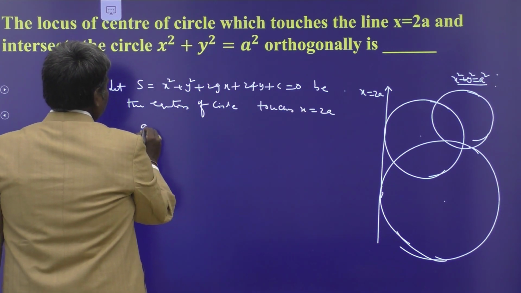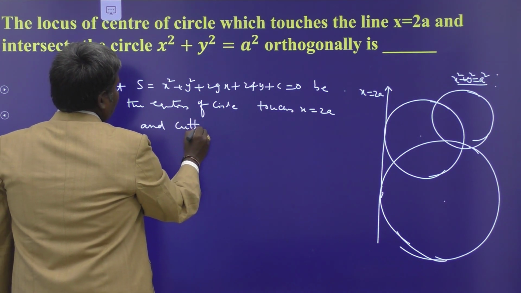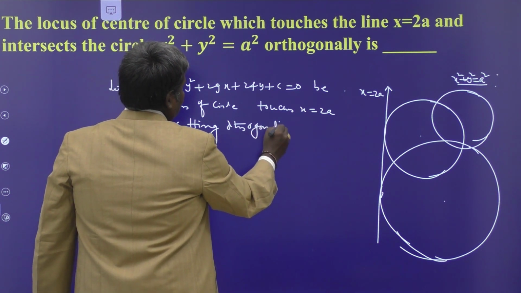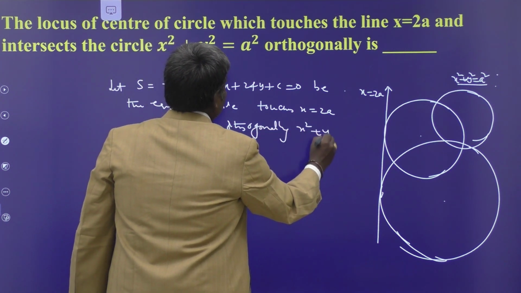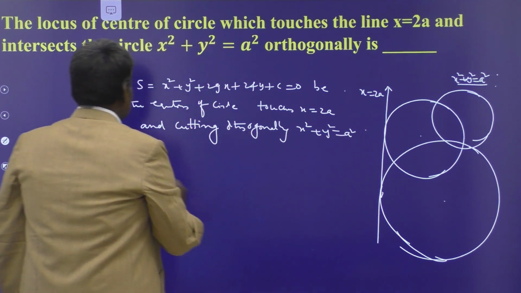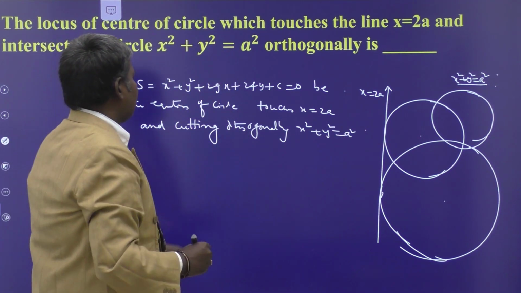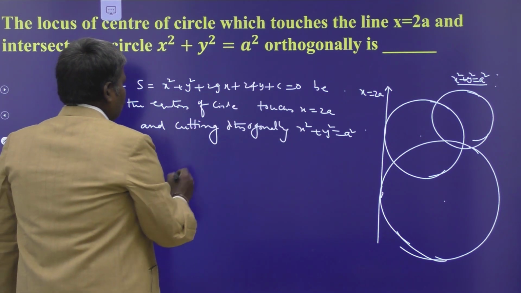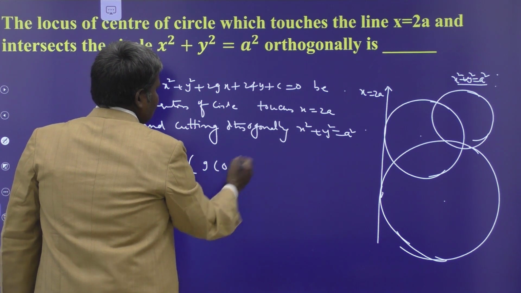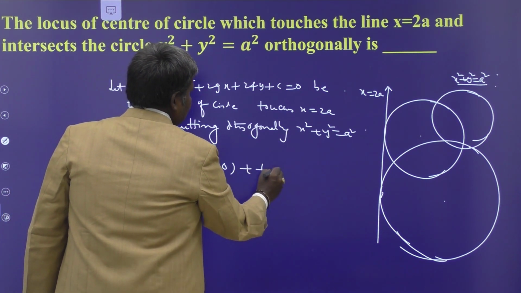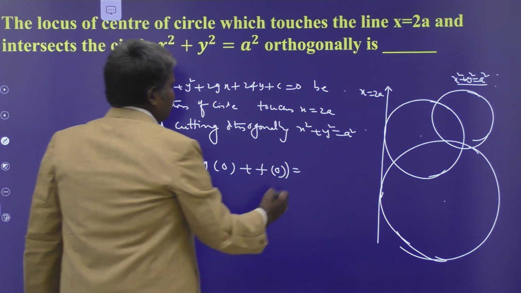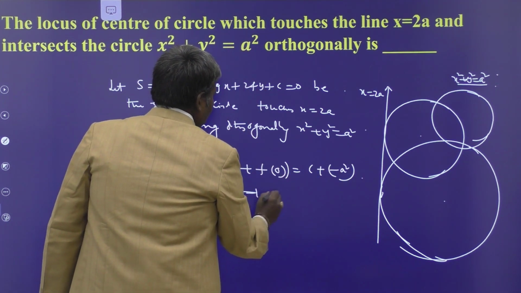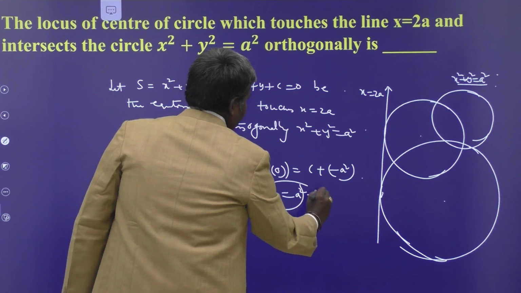and cutting orthogonally x square plus y square is equal to a square. So we are applying the conditions. These two circles cutting orthogonally, we mean 2g g dash plus 2f f dash is equal to c plus c dash, that is 0 plus 0 equals c minus a square. So what is the value of c? a square. This is the first condition.